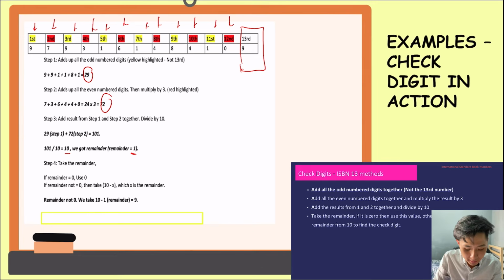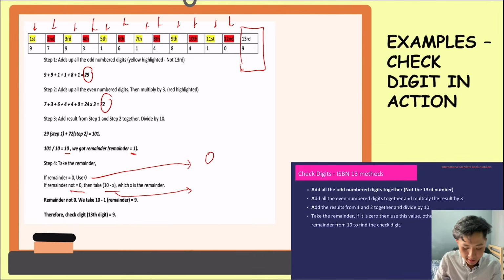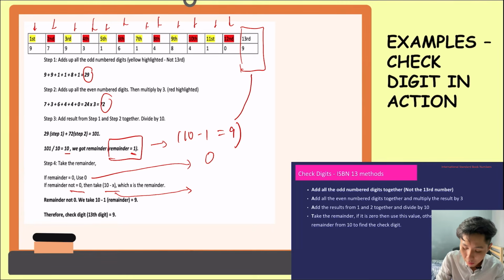And then based on the remainder, if the remainder is 0, then 0 is our check digit. And if the remainder is not 0, we will take 10 minus the remainder instead. Alright? So based on this, our check digit is equal to 9 because the remainder is equal to 1. Therefore, we use 10 minus 1 equal to 9. So this is how we obtain the check digit of a barcode. Alright? So that's the essence of check digit.